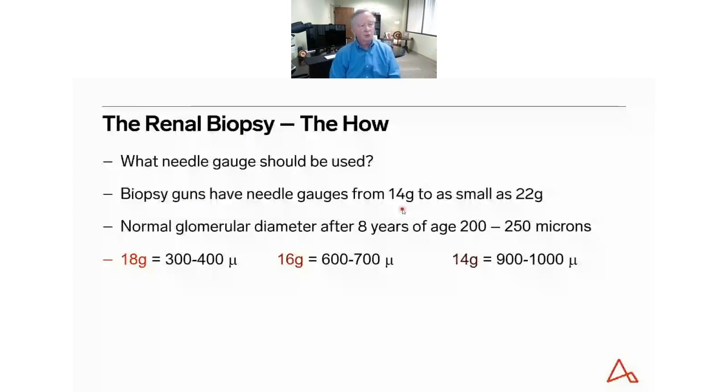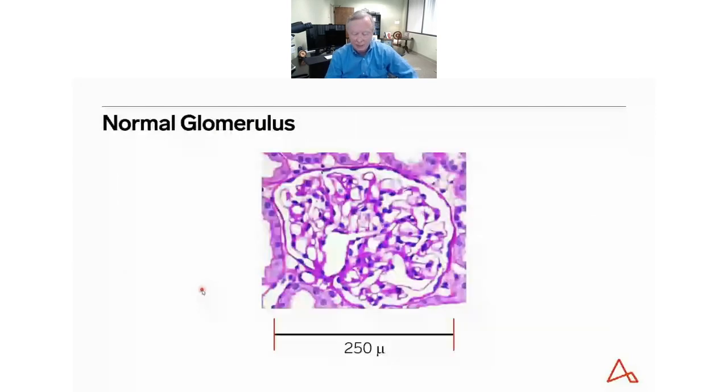14 gauge to as small as 22 gauge. If you biopsy tissue with a 22 gauge, and pick it up very carefully with pickups or forceps and just hold it in the air, the tissue will float. That's how thin a 22 is. 20 isn't much better. The standard gauges used in a renal biopsy are 18, 16, and 14. What I'm showing you there is the internal diameter of these biopsy needles. Well, that doesn't tell you very much. Say 300, 600, 900 is what that's telling us.